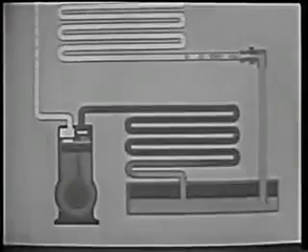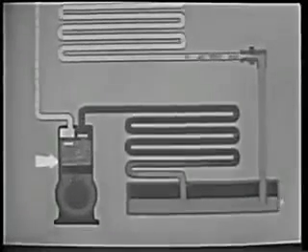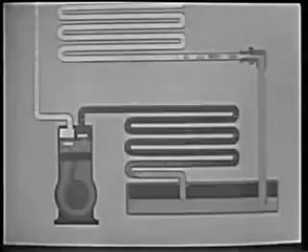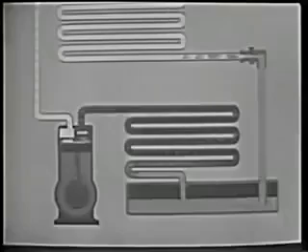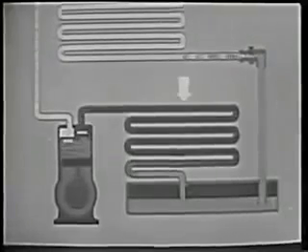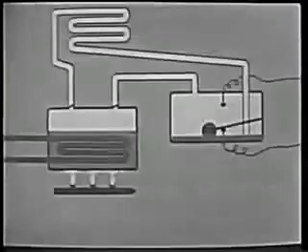In the compression cycle, the compressor forces the refrigerant through the system. The liquid refrigerant in the cooling unit absorbs heat, thereby cooling its surroundings, and changes to a gas. The gaseous refrigerant loses this heat in the condenser and changes back to a liquid.